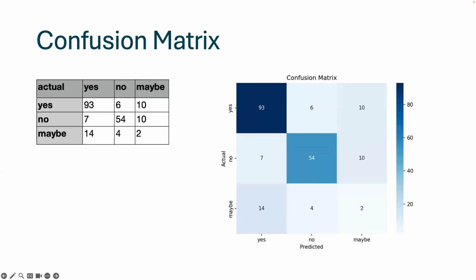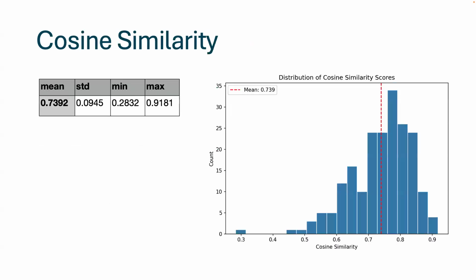All right, and then this next slide, as you can see, I created a heat map for the confusion matrix, where it's showing the actual answers versus the predicted answers. And next, I'm going to talk about the cosine similarity scores.